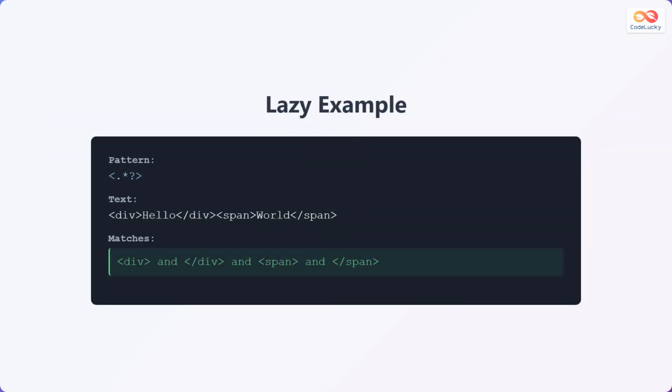Let's see a lazy quantifier in action. Here we have the pattern less than symbol star question mark greater than symbol. The text we're searching is less than symbol div greater than symbol hello, less than symbol / div greater than symbol, less than symbol span greater than symbol world, less than symbol / span greater than symbol. With the lazy quantifier we get 4 matches: less than symbol div greater than symbol, less than symbol / div greater than symbol, less than symbol span greater than symbol, and less than symbol / span greater than symbol. It matches the shortest possible strings enclosed in less than and greater than symbols.